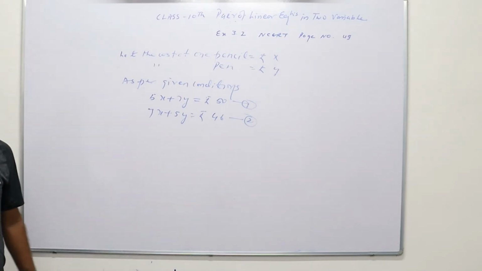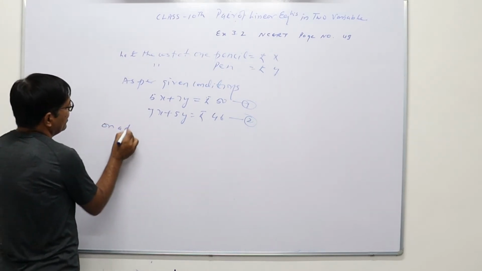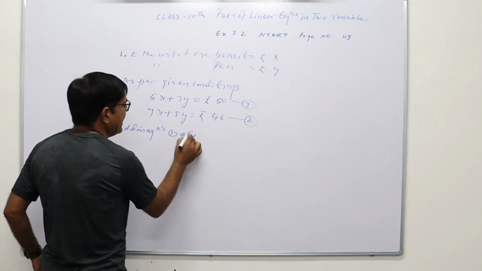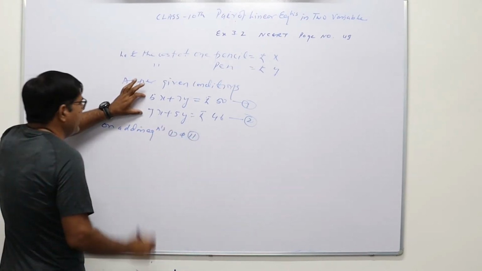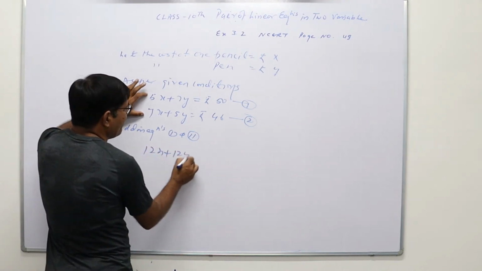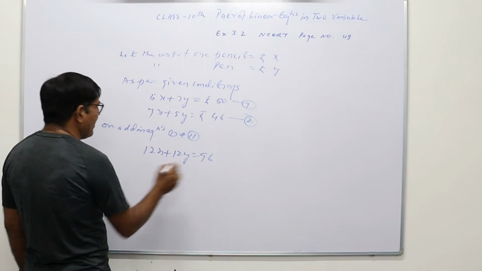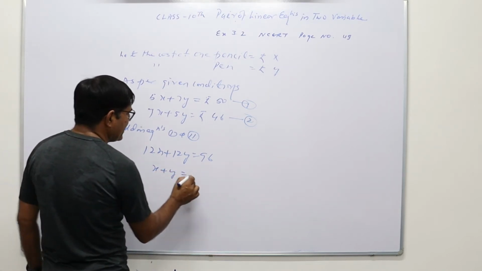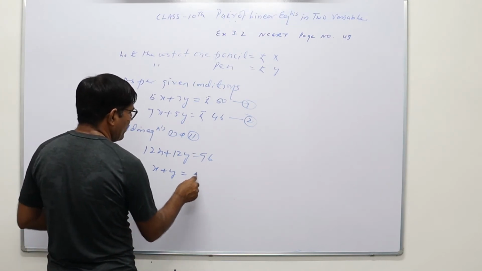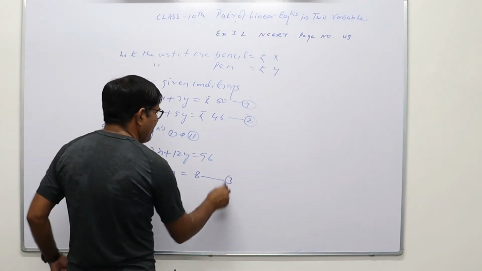So now to solve these equations, first on adding equations first and second, if I simply add the first and second equations for simplification, so 5 plus 7, 12x plus 12y equals 96. In simplest form, on dividing by 12 on both sides, x plus y equals 8, since 12 times 8 is 96. So x plus y equals 8. Let us suppose this is equation number third.